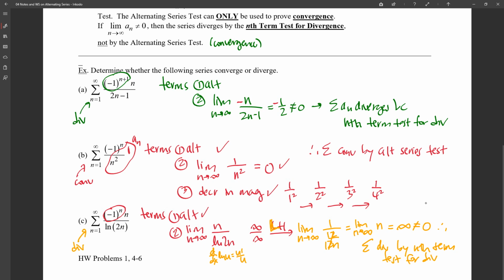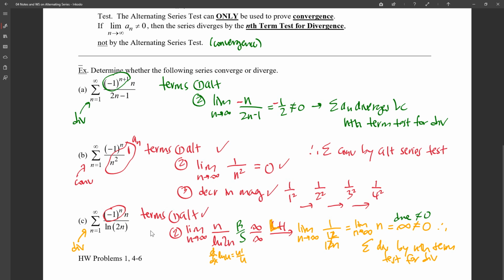Another way you could have gotten infinity here, I don't know if you saw it, was this is n over ln of 2n, and if you graph n and ln of 2n, the n is going to approach infinity a lot faster than the ln of 2n. So therefore, what you actually have here is big over small. And that's another way you could have said that this limit is not equal to 0.